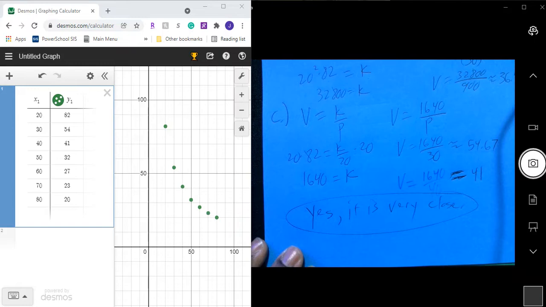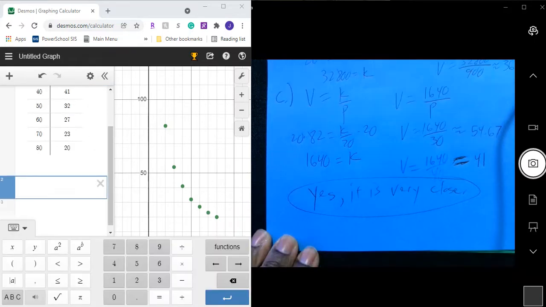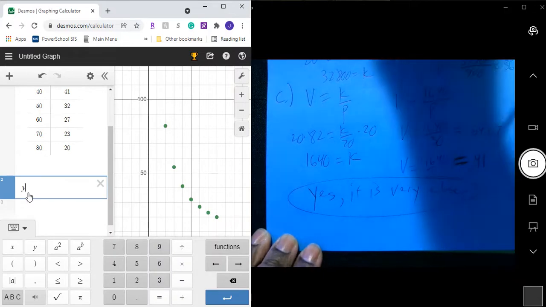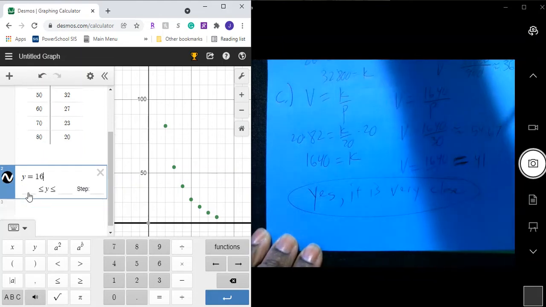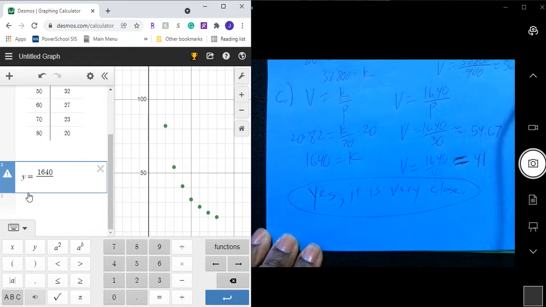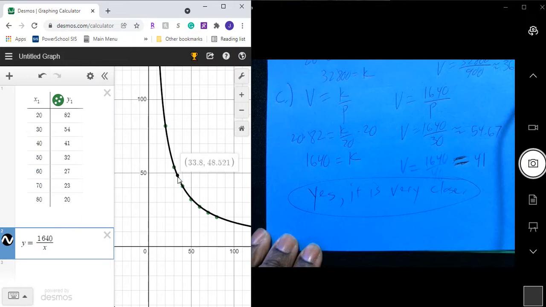Now they told us to use the graph. So, okay, so what we would do the graph. Remember our formula is y is equal to 1640 divided by x, we'll make it px, and you see that it's hitting all of these points, even though it's not exact. And then what we would do here, we actually can drag this here. And we need to go to 65.